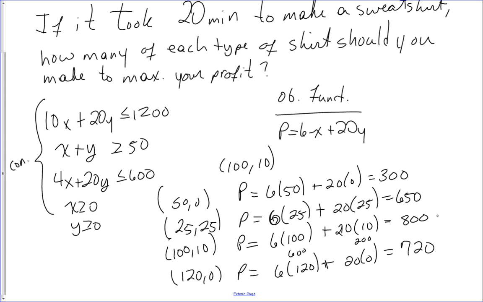So as you can see, the point that changed is still our maximum profit at $800. So if it took 20 minutes to make a sweatshirt, how many of each should we make for maximum profit? We need to make 100 t-shirts. We need to make only 10 sweatshirts. And our max profit is going to be $800.